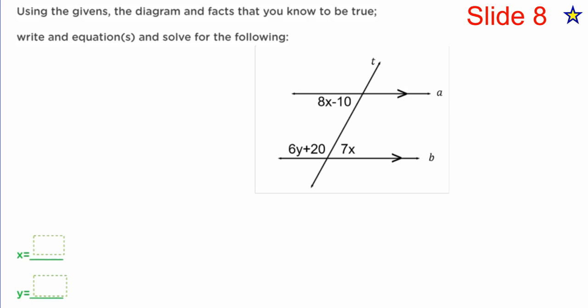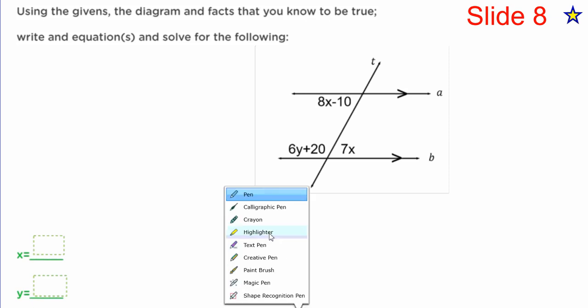So using the givens in the diagram and facts that we know to be true, we want to write and solve equations to help us find the values for x and y. When we look at our diagram, a couple of things should stand out. We should see that we have the tick mark showing that line A is parallel to line B. Therefore, we should be able to mark the angles that correspond to each other and that are congruent.